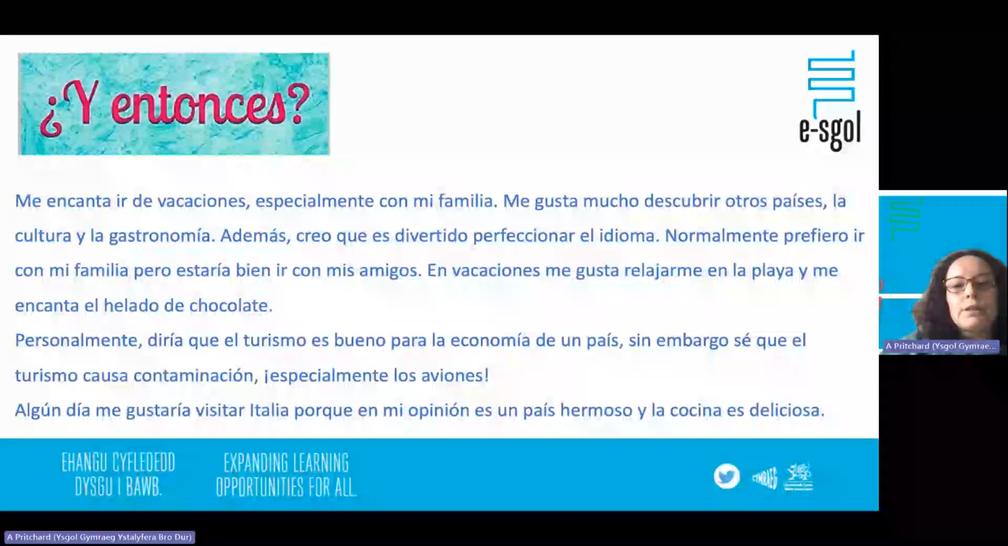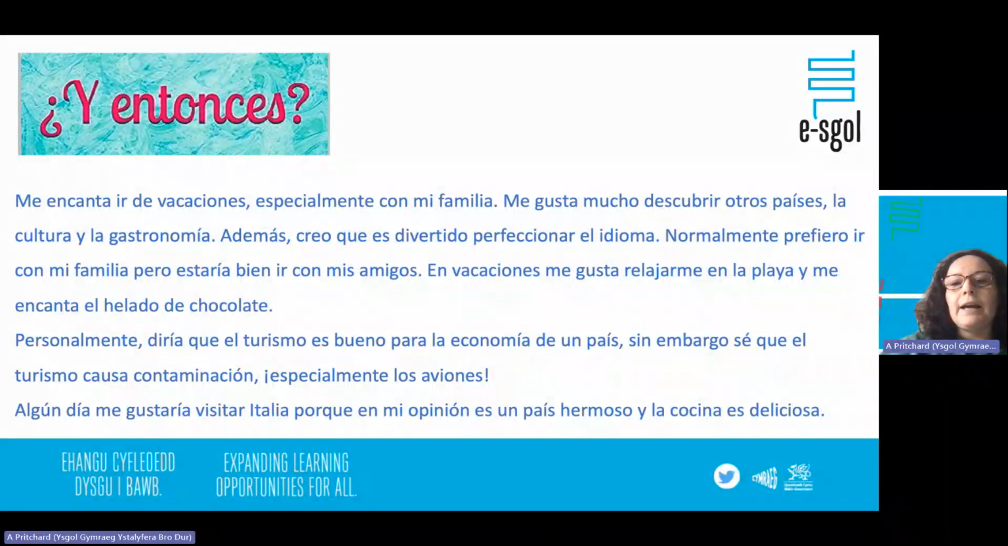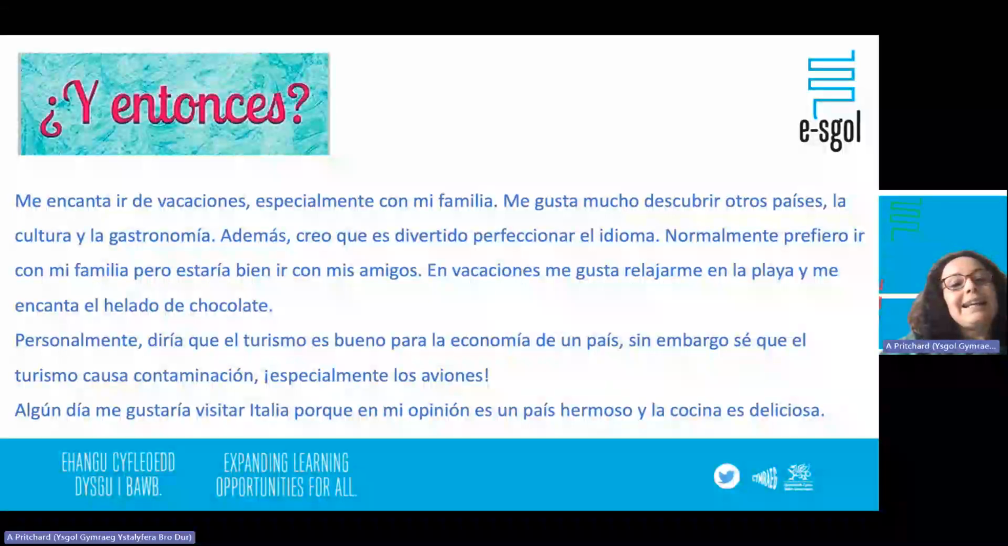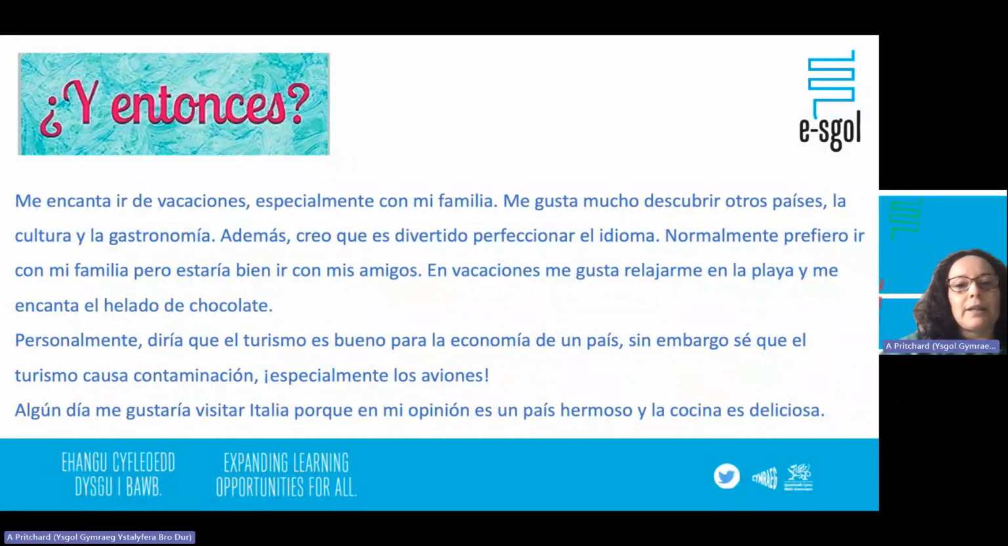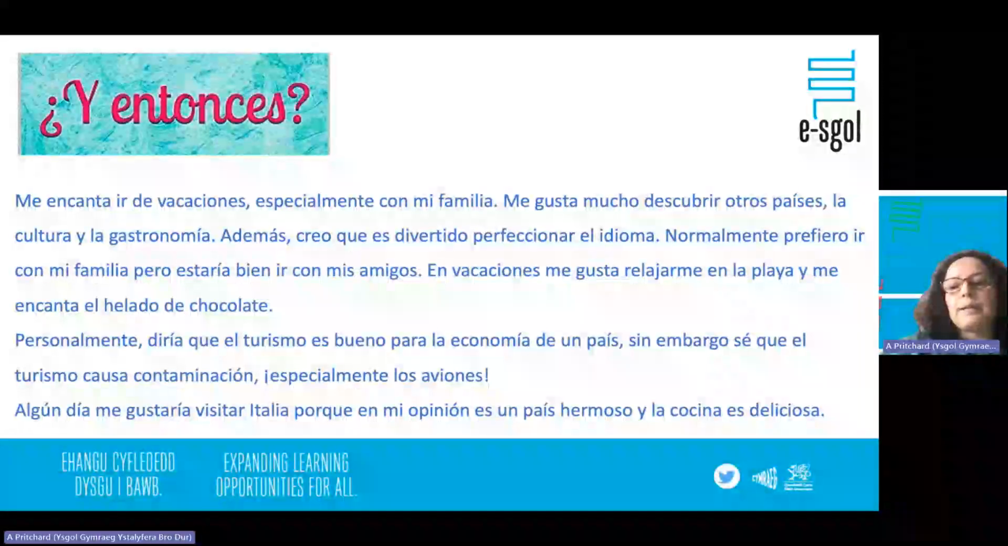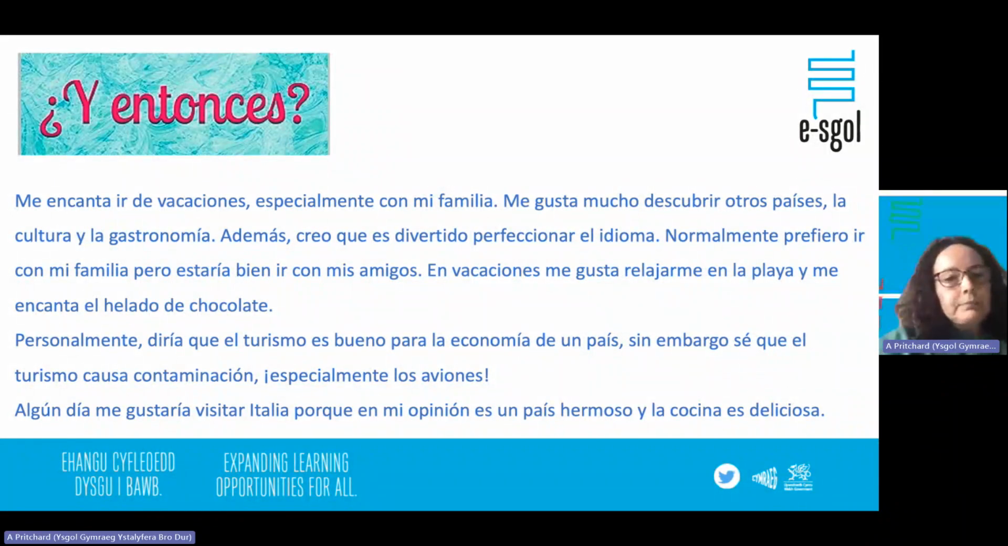Personalmente diría que el turismo es bueno para la economía de un país, sin embargo, sé que el turismo causa contaminación, especialmente los aviones. Algún día me gustaría visitar Italia porque en mi opinión es un país hermoso y la cocina es deliciosa.